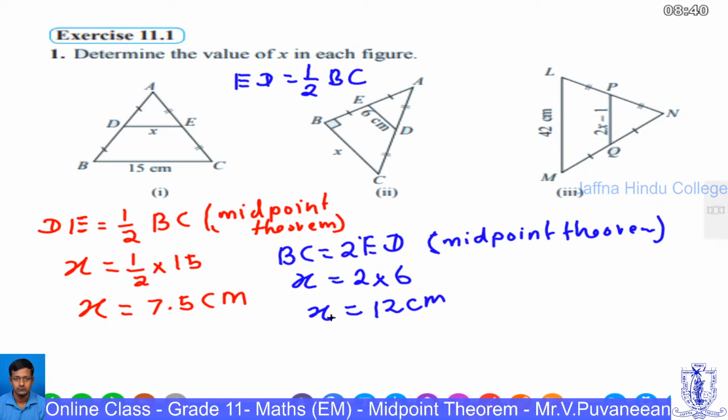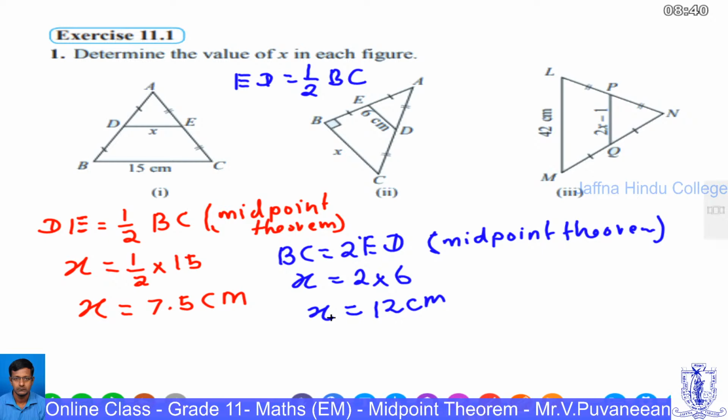Look at the third one. There is a triangle LMN. The midpoint of LN is P and of MN is Q. The length of the line joining PQ is given as 2x minus 1, and the third side LM is given as 42.